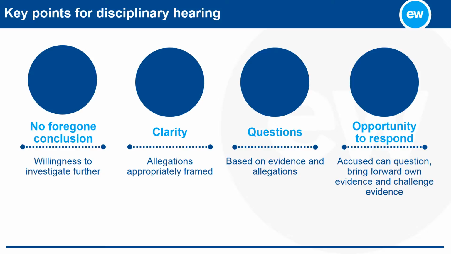Once you're in the disciplinary hearing, what should you be doing? 1. Show that you have an open mind as to the allegations. If the accused presents new evidence, follow where that leads and undertake further investigation if necessary. 2. Provide clarity. Make sure that the allegations are appropriately drafted so that both the accused and the disciplinary officer or panel know what they are discussing. 3. Ask questions based on the evidence and allegations. And 4. Give the accused the chance to respond. He or she can ask questions, they can put forward their own evidence, and can challenge the evidence that you have collected.